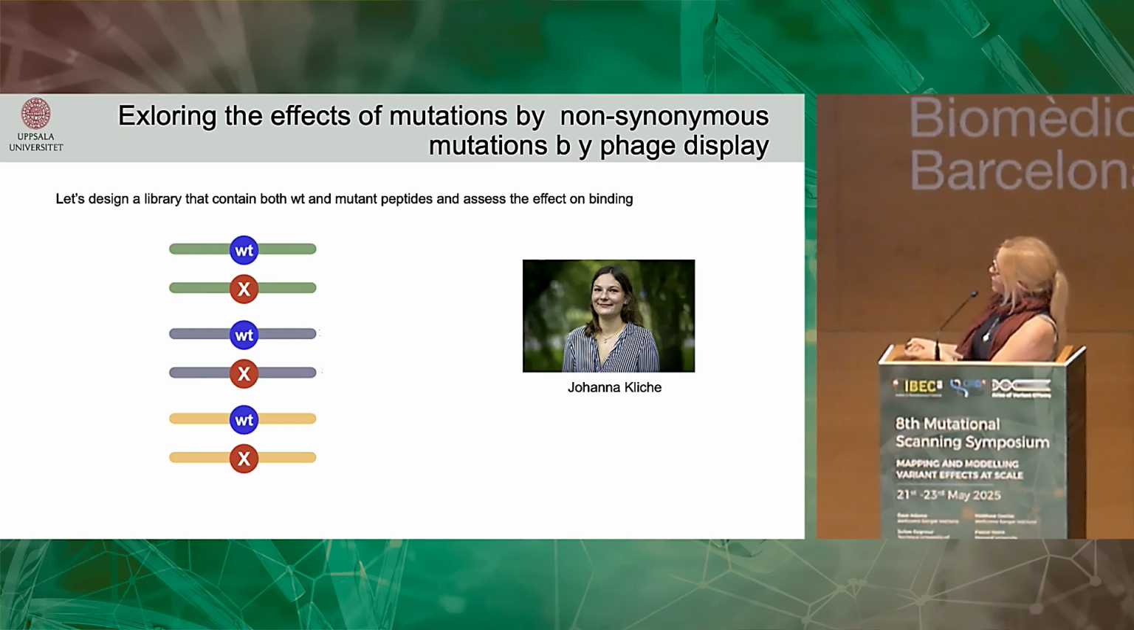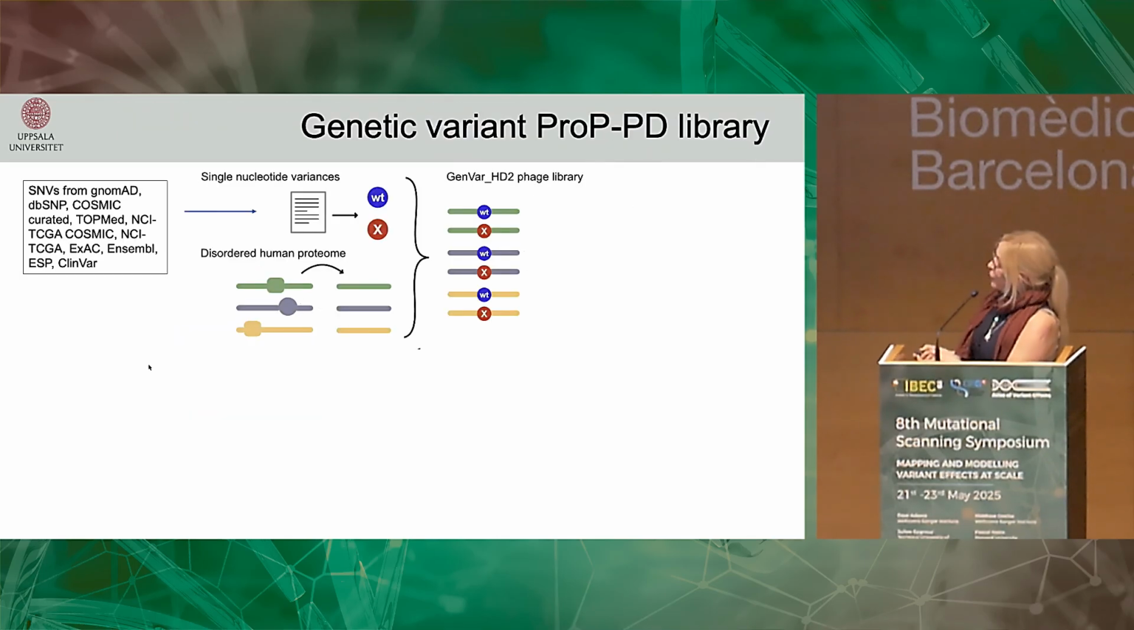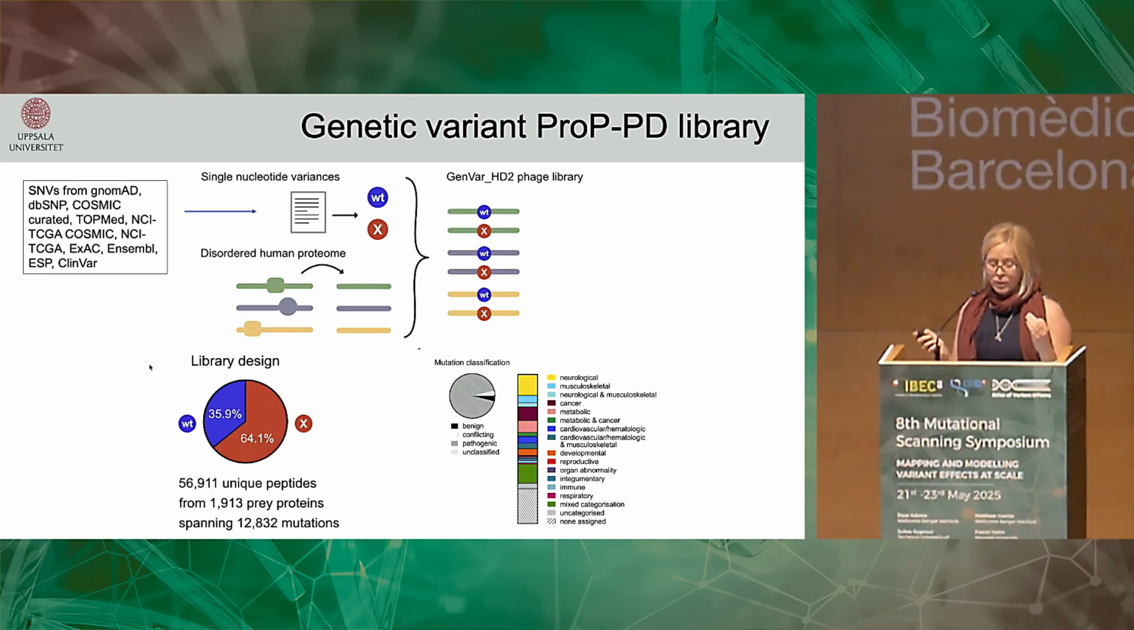So the key question here is, okay, this here is the wild-type peptide. What happens if we introduce mutations? So what we did was simply to look into all the databases that we could think about and pick out all single nucleotide variants that had non-synonymous effects, which overlapped with our human disordrome library design. So we designed a novel library that we called the GenVar HD2 phage library, which contains both the wild type and the disease-associated mutant versions of the peptides. This library contains about 12,500 mutations and covers a wide range of diseases, from cancer to neurological diseases.